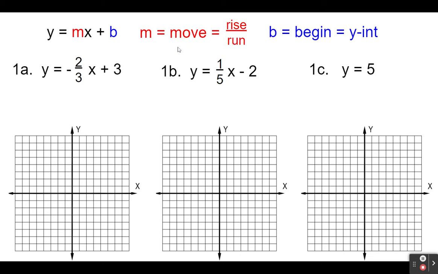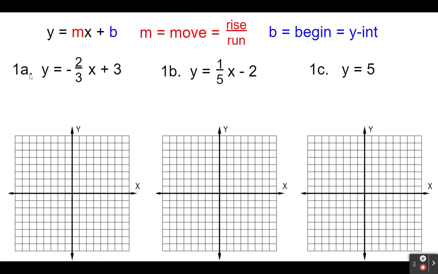Write that at the top of your paper. Y equals mx plus b is slope-intercept form. So our slope, we will rise and run, and our y-intercept is our beginning point.